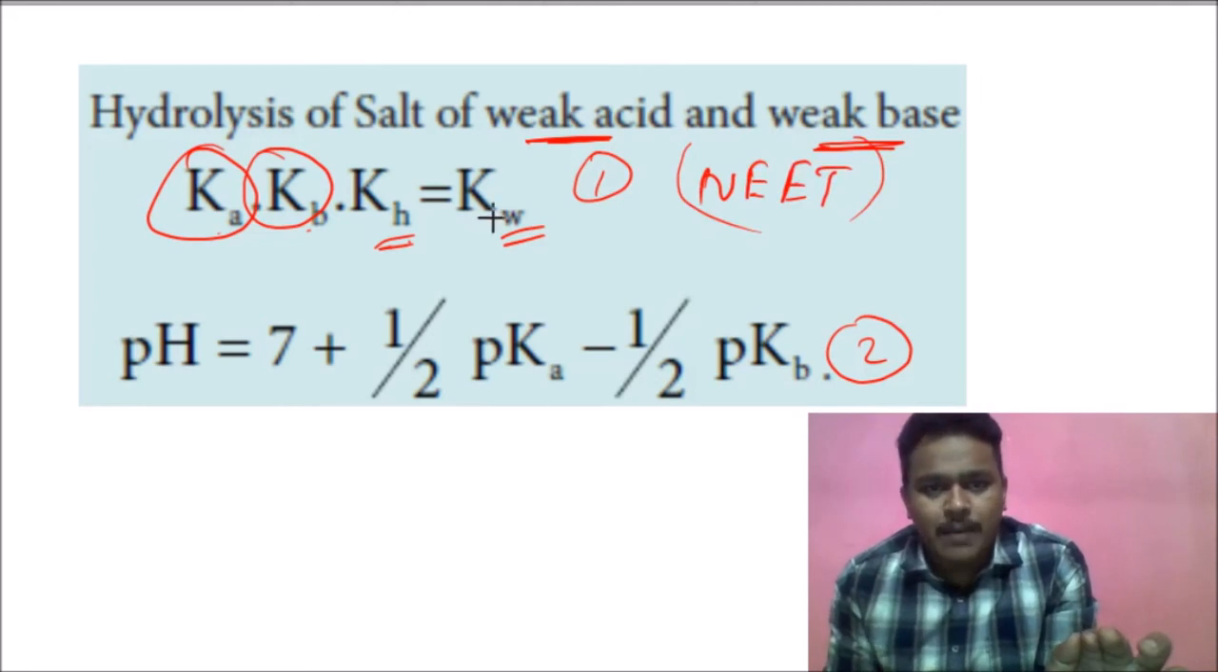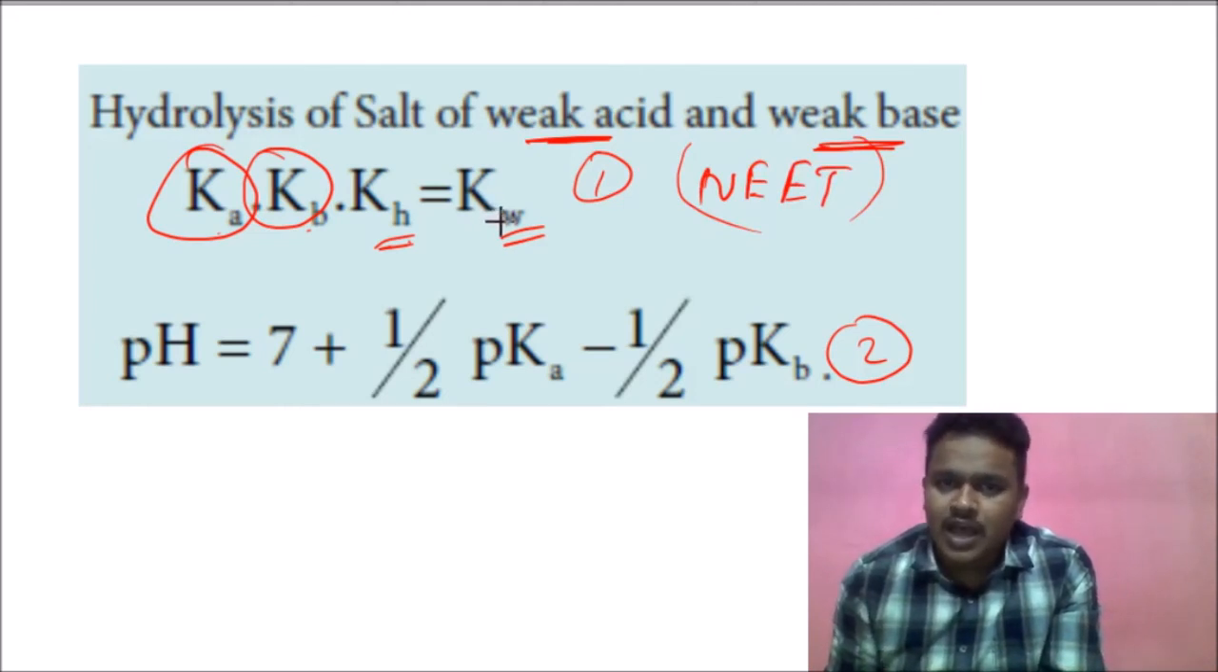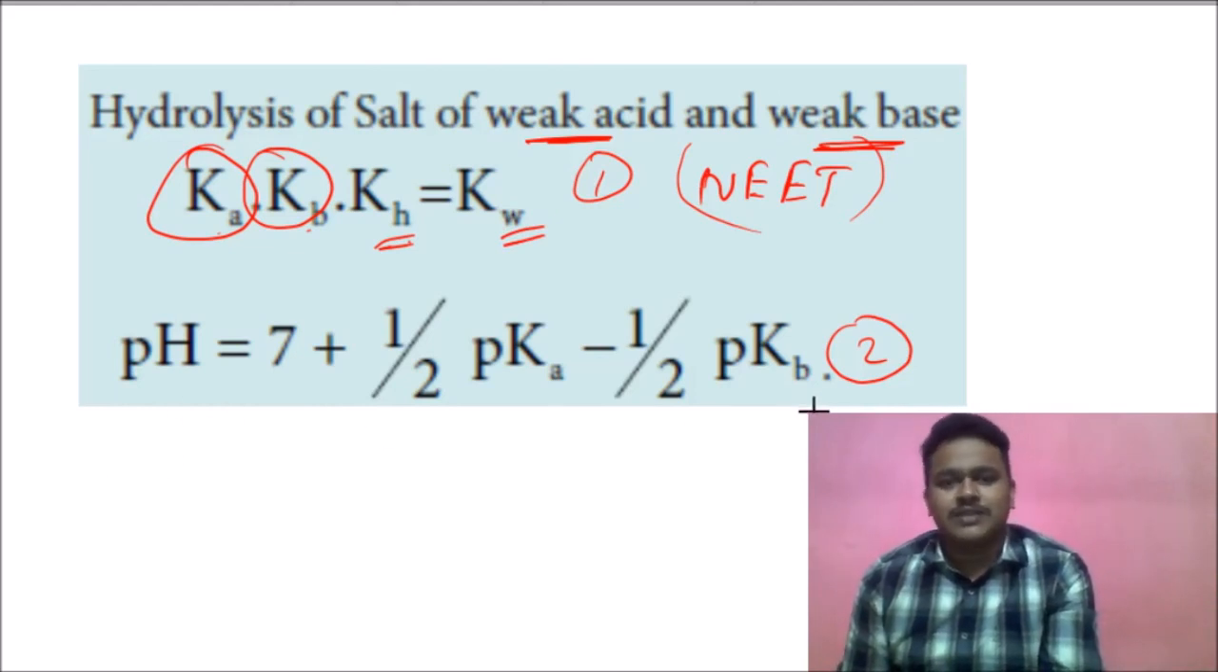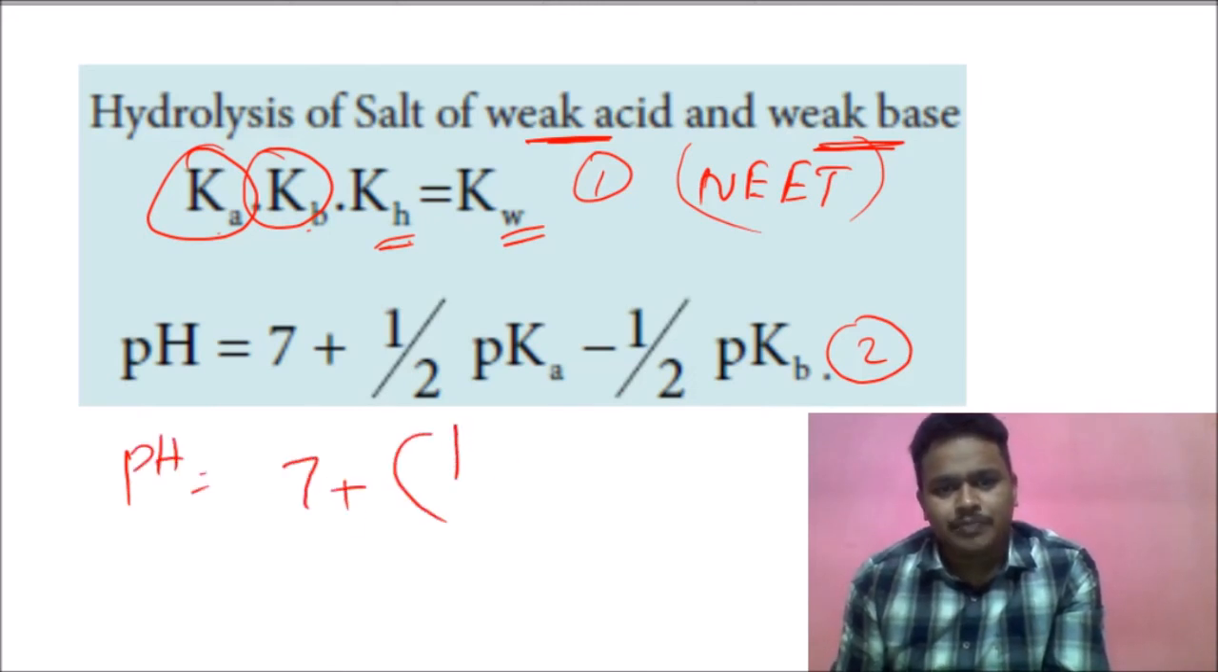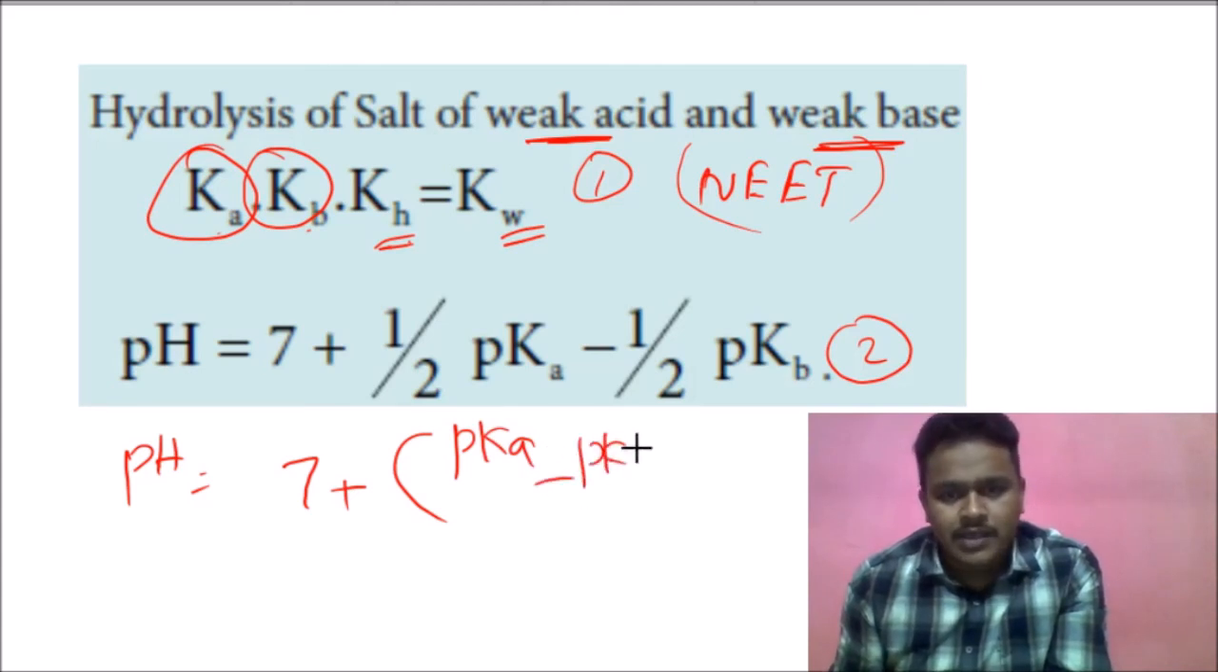The same type of expression is there in the last two salts also. Make sure that you are very familiar with those two salts also. Here, finally, this is the expression, from a similar type of derivation. We will get this expression: pH is equal to 7 plus pKa minus pKb by 2.